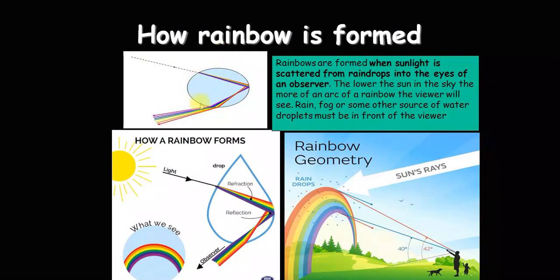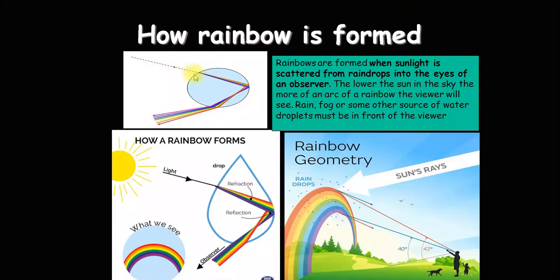This actually represents the water drops that we have in the atmosphere. So a rainbow can only be formed if there are water drops or fog or something that can actually refract light in the atmosphere. Rainbows are formed when sunlight is scattered from raindrops into the eyes of an observer. So basically, this is exactly what happens.